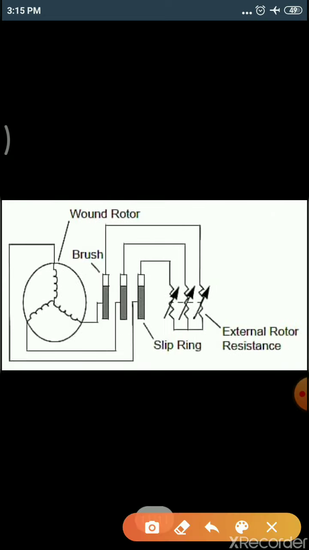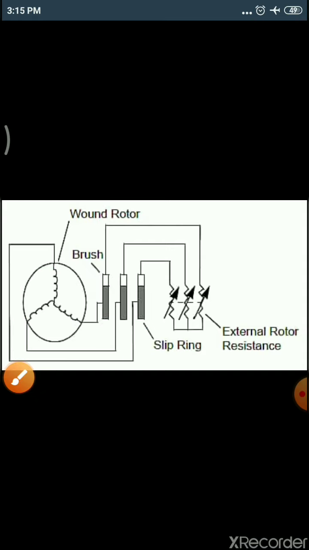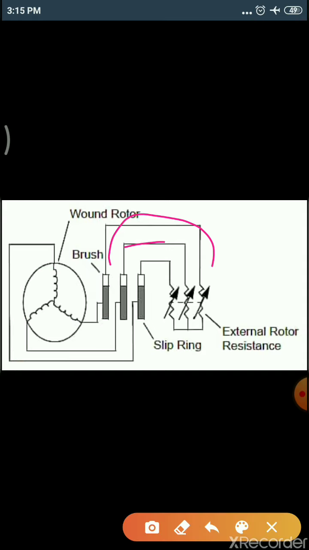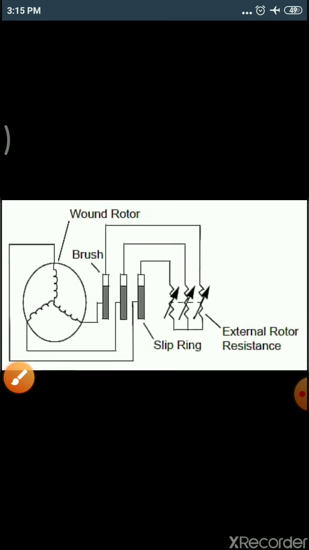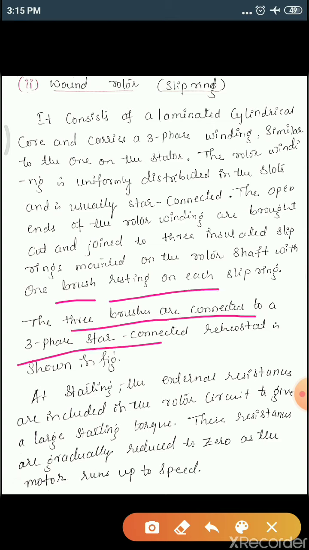Let me show this. Observe here, this is your wound rotor. Each conductor is brought out with slip rings along with brushes. These are connected to external rotor resistances. Observe here, each brush rests on each slip ring. The three brushes are connected to a three-phase star connected rheostat that we have seen.